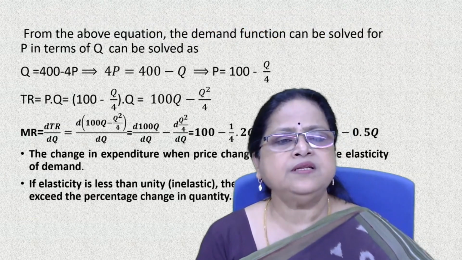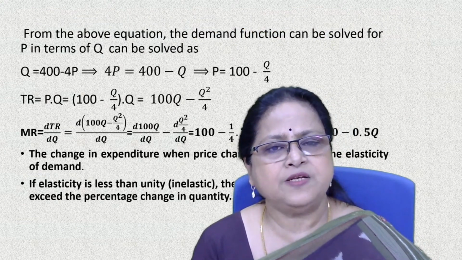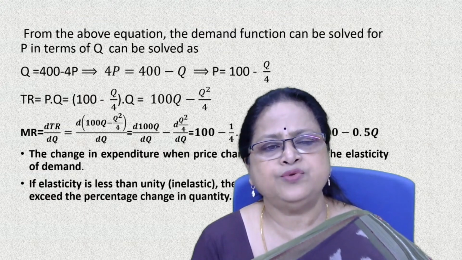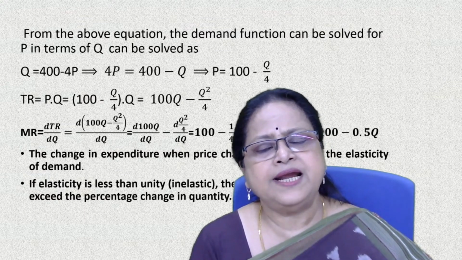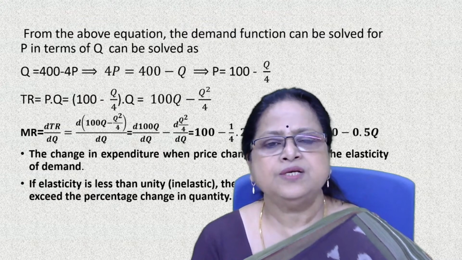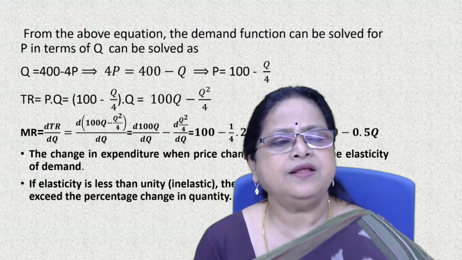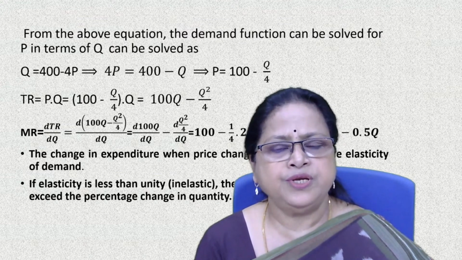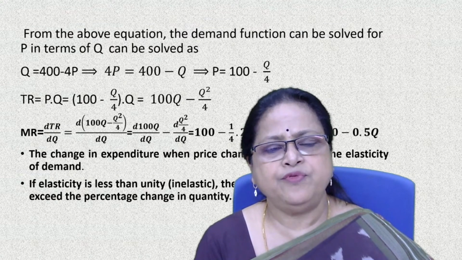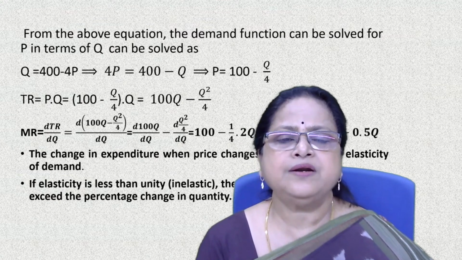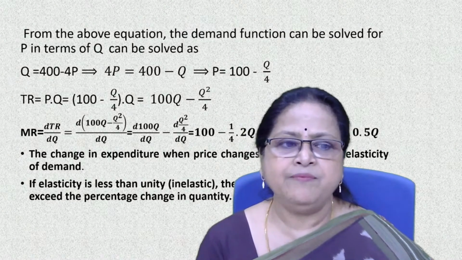From the above equation, Q is equal to 400 minus 4p. We will convert it to price on one side and quantity on the other side. So price is equal to 100 minus Q by 4, and total revenue is equal to P into Q, that is, 100 minus Q by 4 into Q, which is equal to 100Q minus Q square by 4.